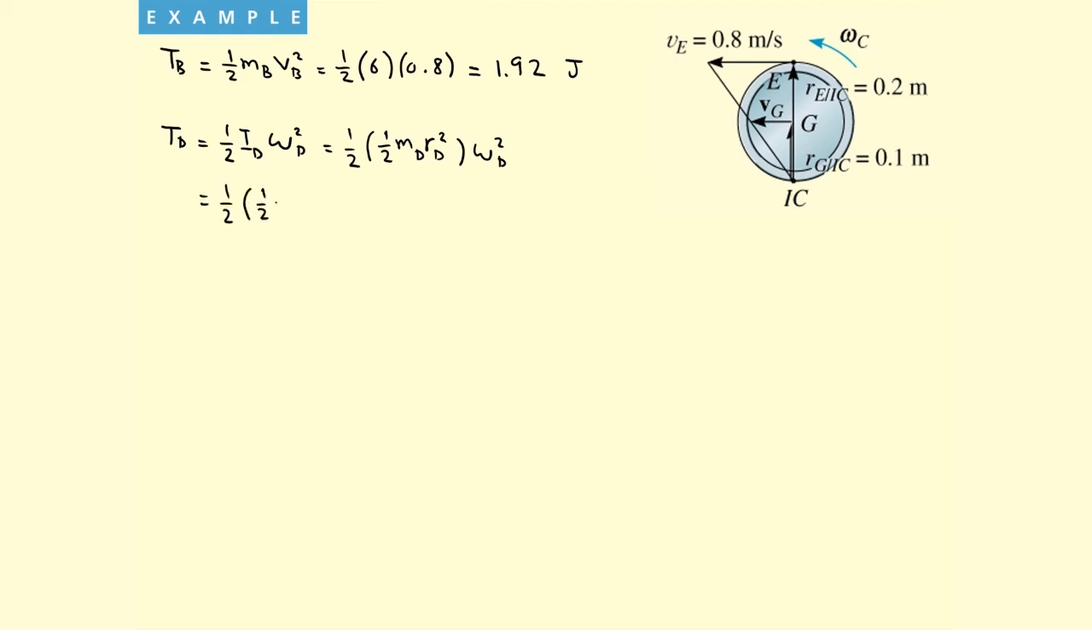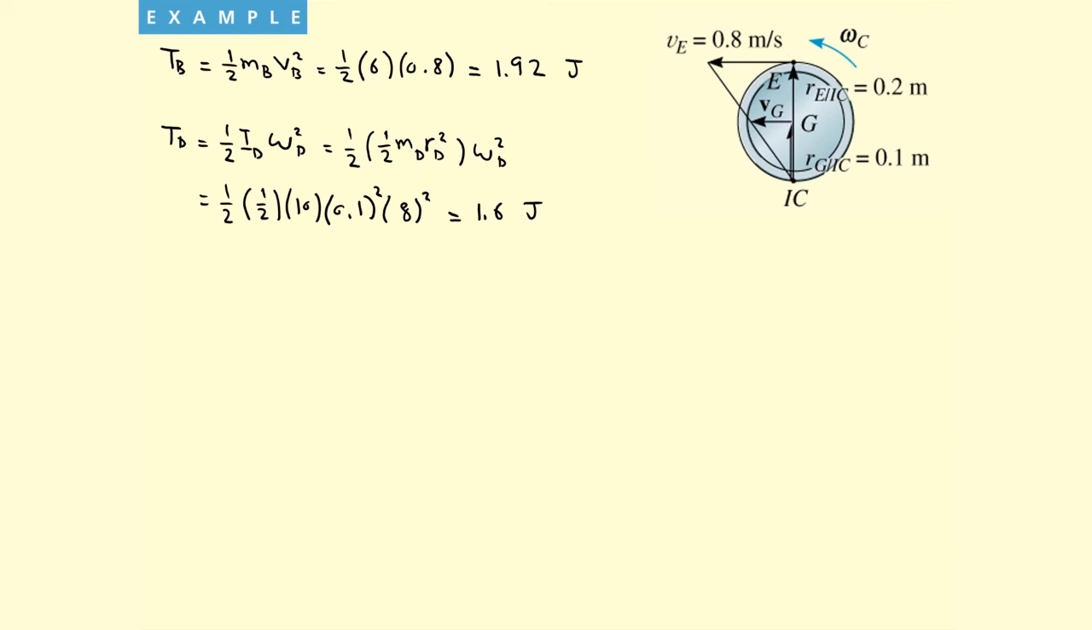So this equals half multiplied by half multiplied by the mass, which is 10, multiplied by r squared, which is 0.1 squared, multiplied by omega_D, which is 8 radians per second, so 8 squared. And this will give me that T_D equals 1.6 joules.